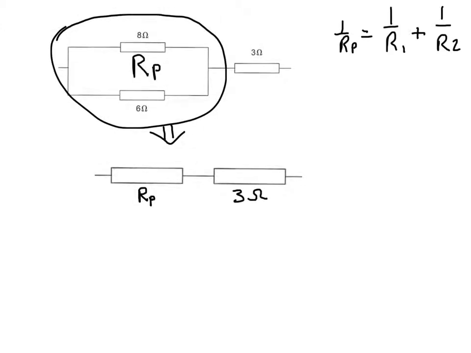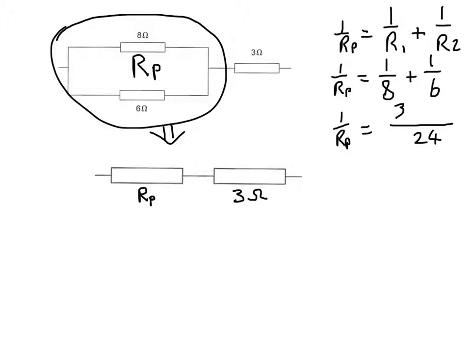So for a parallel combination, 1 over RP will equal 1 over R1 plus 1 over R2. And R1 and R2 are this 8 ohm resistor and this 6 ohm resistor. So we need to find a common denominator in order to add these two fractions together. So taking 24 as the common denominator, then 1/8 will be 3 24ths and 1/6 will be 4 24ths. And so we get 7 24ths.